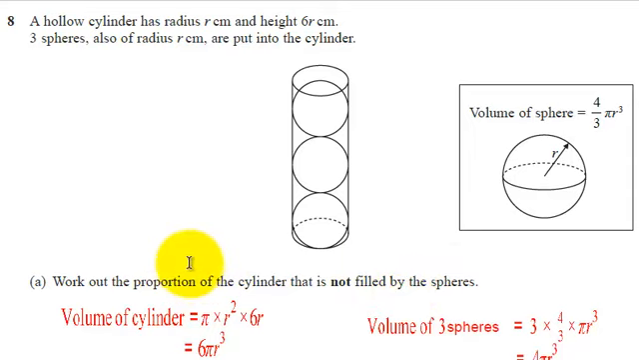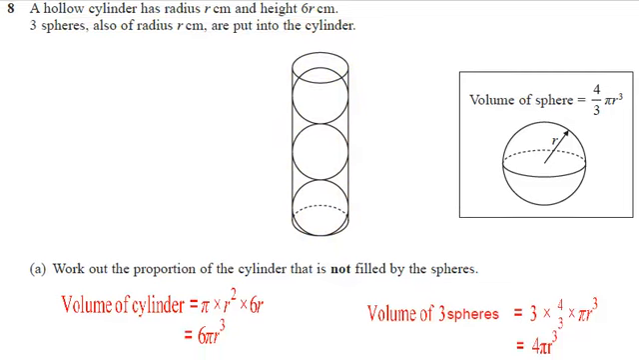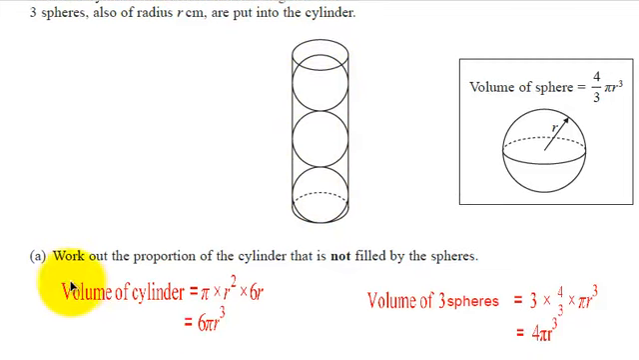Normally it's a good idea to give a proportion as a fraction, so what we're interested in is what fraction of the total volume of the empty container, i.e. the cylinder, is not filled when three spheres or three tennis balls are put in. To start off, I need to know the volume of the cylinder. Now if you go into the exam not knowing how to work out the volume of a cylinder or of a prism, you can't access this question at all.